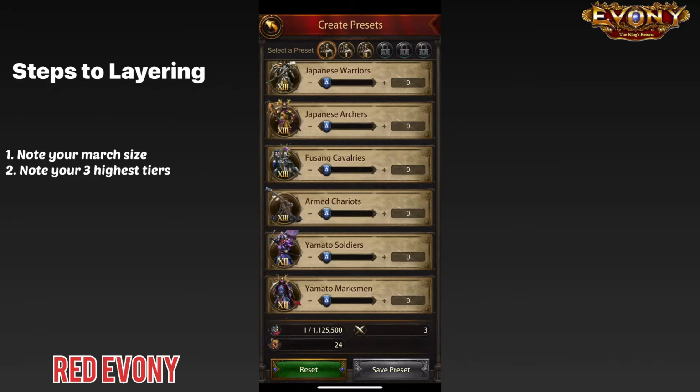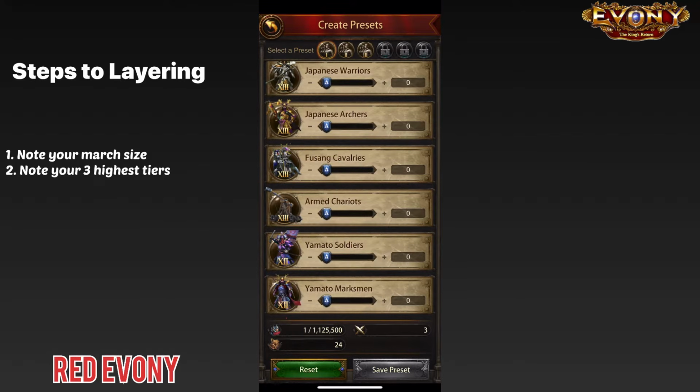Now that we know our highest tiers, we now need to determine the number of troops that are going into the quote-unquote layers. To do this, you take away 3 from the number of your highest tiers. So in this case, my highest tier is 13. I take away 3 from 13, I have 10. So I'm going to have 10 tiers that are only layers.